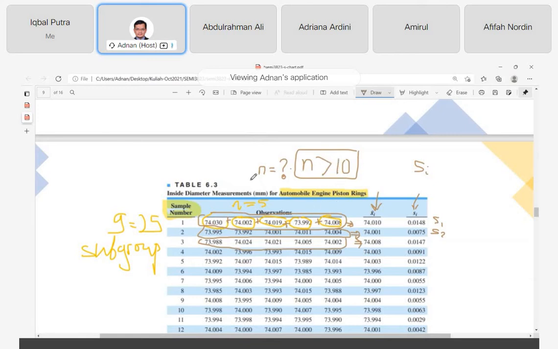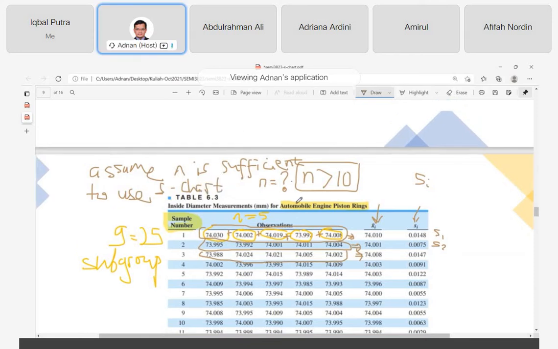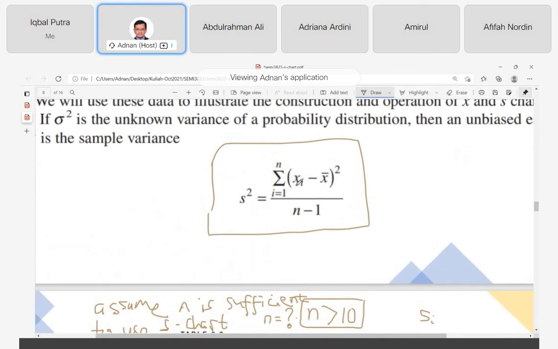Okay, assume that n is enough. We have to assume that n is sufficient to use the S chart. So how do we get S then? S comes from here: the observed value for each one minus X bar, squared, summation of those, divided by n minus 1.